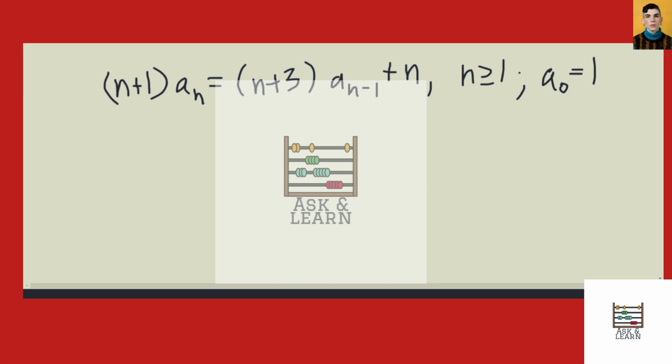We are given a linear recurrence relation that does not have constant coefficients. We are asked to solve this recurrence relation. The relation is n plus 1 times a_n is equal to n plus 3 times a_{n-1} plus n for n greater than or equal to 1, and it has the initial condition that a_0 is equal to 1.